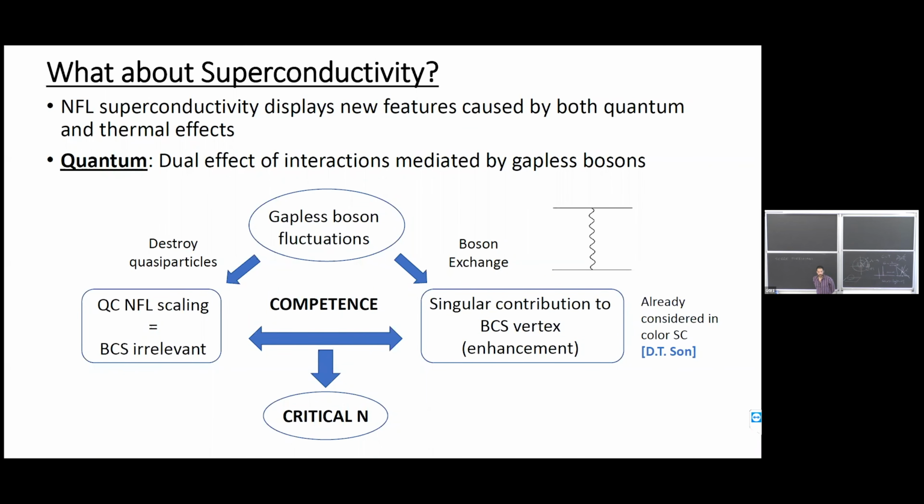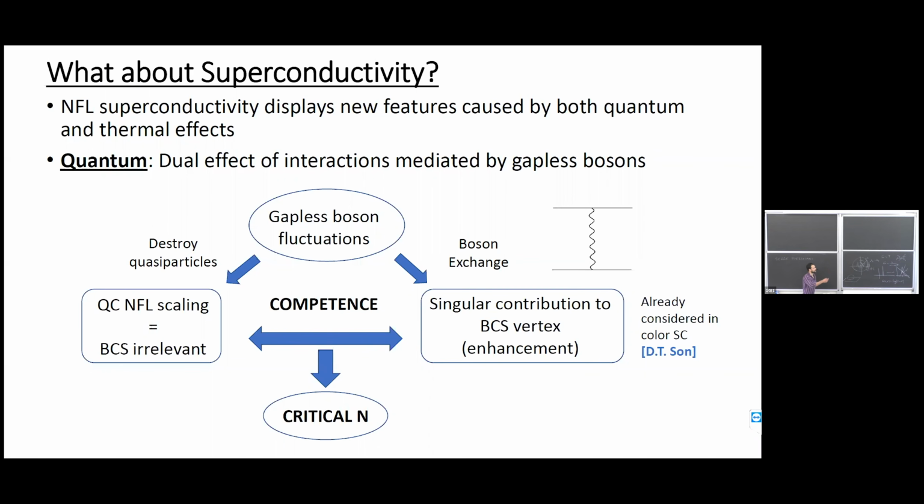But on the other hand, you can check, computing this simple boson exchange diagram, the very same boson that generates the non-Fermi liquid scaling also generates a singular contribution to the BCS vertex.